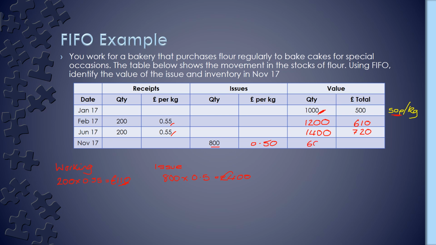We've reduced our quantity by 800, so we've only got 600 kilos left. And we have taken out the £400 that our issue has cost. So we are then left with 320. So this is quite a simple example. The key things here are to always look at how much your issue is, and can it be taken from just one pot. In this example it can, because we had 1,000 kilos here, and we know our 1,000 kilos was at 50p per kilo because it was 500 pounds.